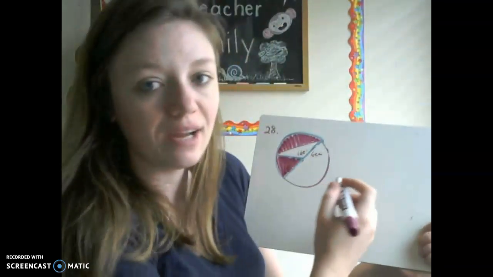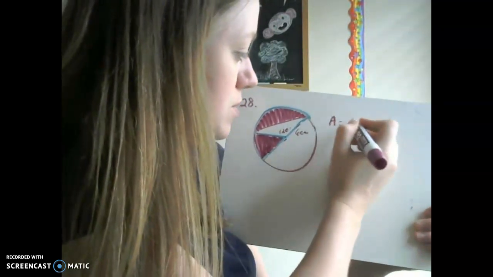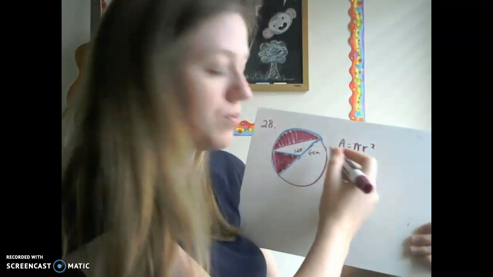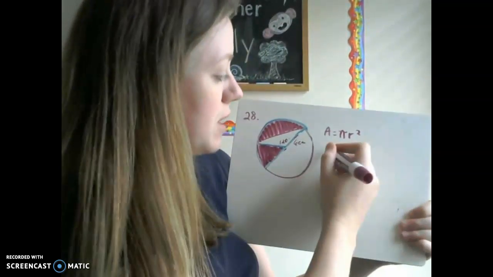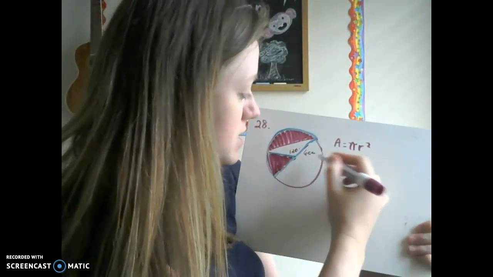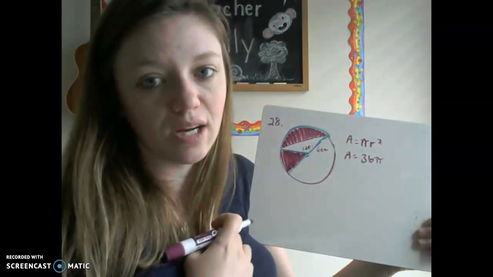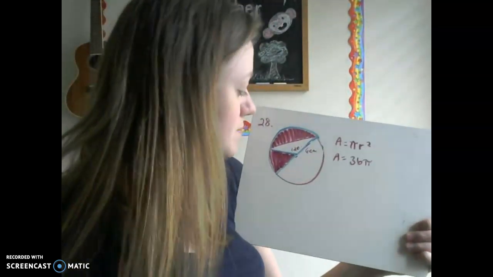So we need to figure out the area of the entire circle first. So area equals pi r squared, right? The radius is 6 centimeters, so the area of the entire circle is pi times r squared. 6 times 6 is 36, 36 pi. That's the area of the entire circle.